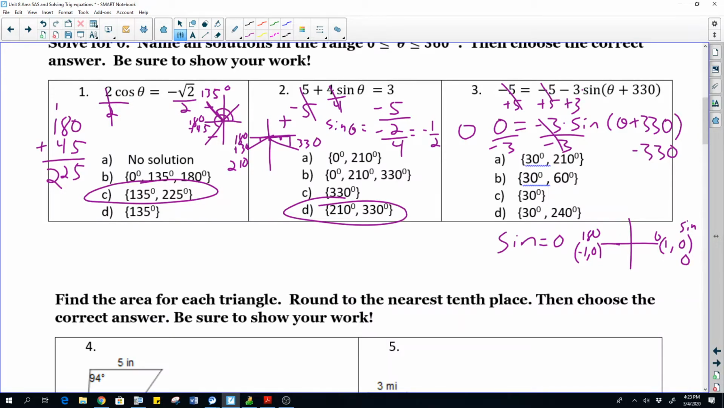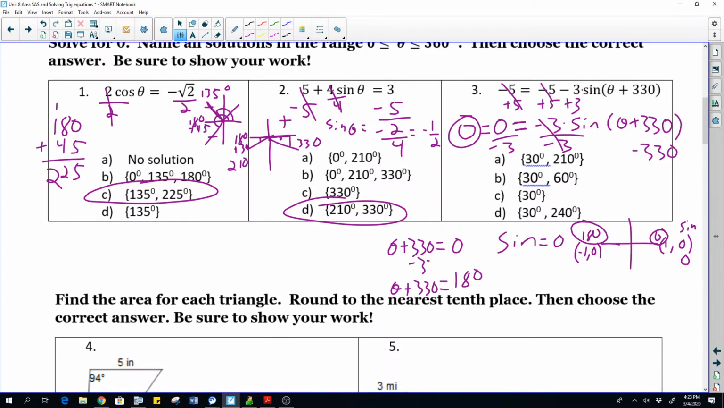And so now we'd go ahead and do theta plus the 330, and the sine goes away, right? Because we found out where sine equals 0 in two places, at 180 and also 0. So then we're going to set that equal to 0 and do it again, and set it equal to the other thing where sine is 0, and that's 180.